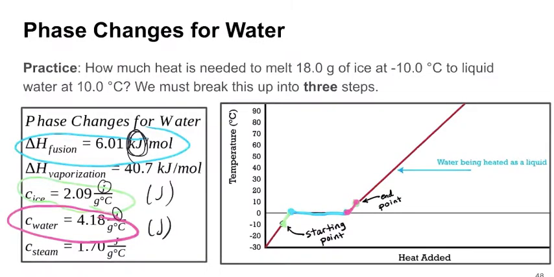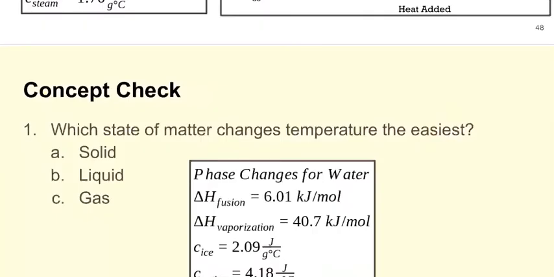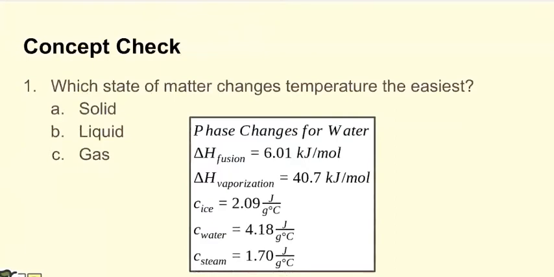I'll also just skim some of the other problems out loud. So, which state of matter changes temperature the easiest? What does that mean? Which of these quantities are associated with the state of matter? Again, you can pause and think about it. But these three right here, these specific heats, talk about changing temperature while you're in a specific phase. These two are for transferring between phases.